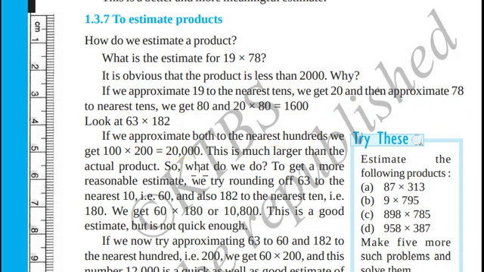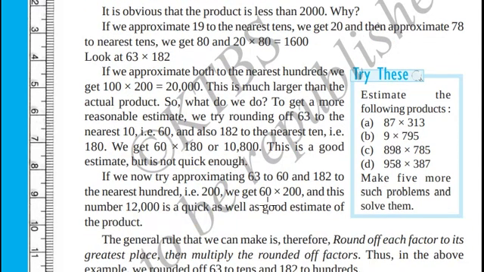So what will we do? We will approximate 182 to the nearest tens place, 180. Then we will approximate 63 to the nearest tens place. 63 is nearer to 60. So 180 into 60 is equal to 10,800. This estimate is good, but it is not quick enough.